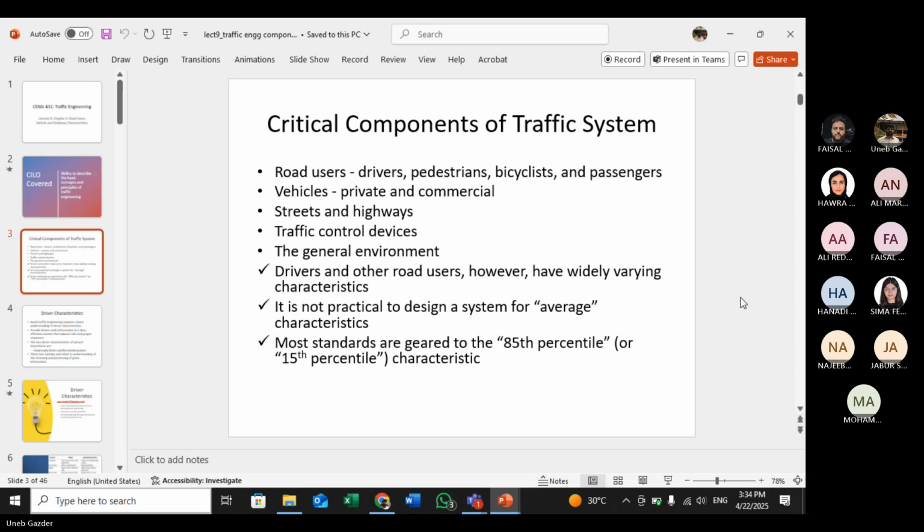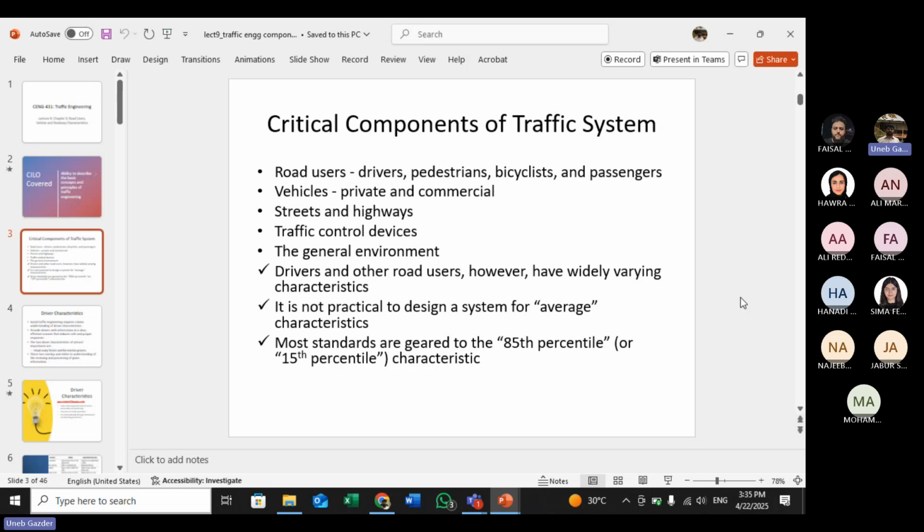Now, if you are looking for the highest value, for example, the speed of the vehicle, the speed of the car, okay, I want to design for the high speed. High speed means 85th percentile, okay. But if I'm going for pedestrian crosswalk design or pedestrian signal design, I'm not looking for the highest speed. I'm looking for the lowest speed. Okay, so then I will take 15th percentile. Okay, you get the point?